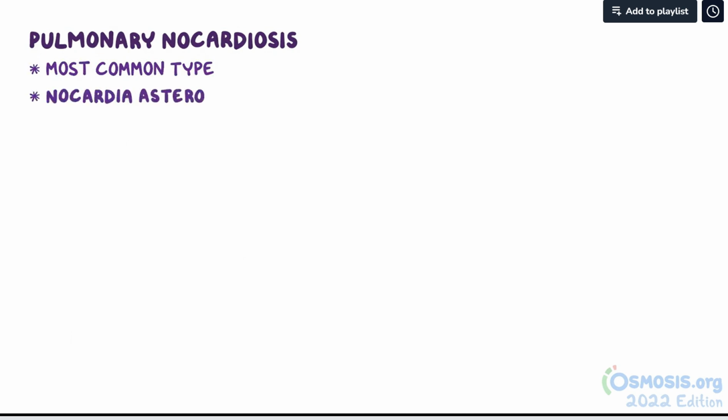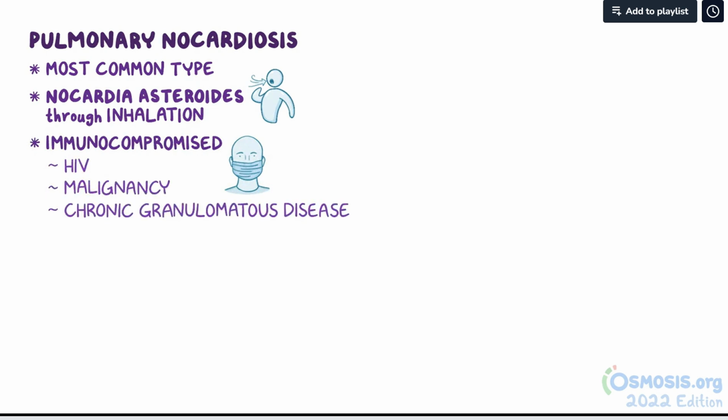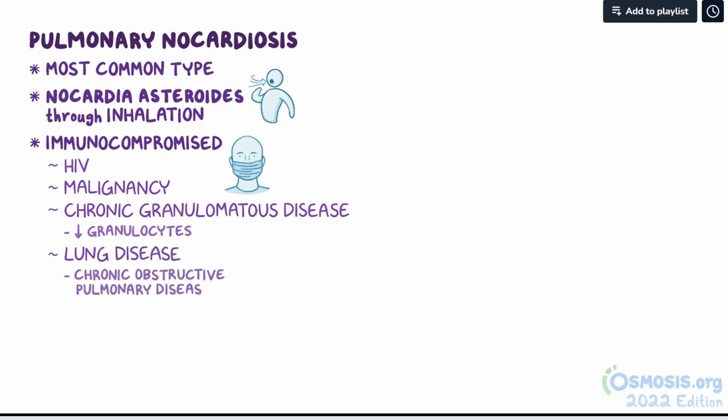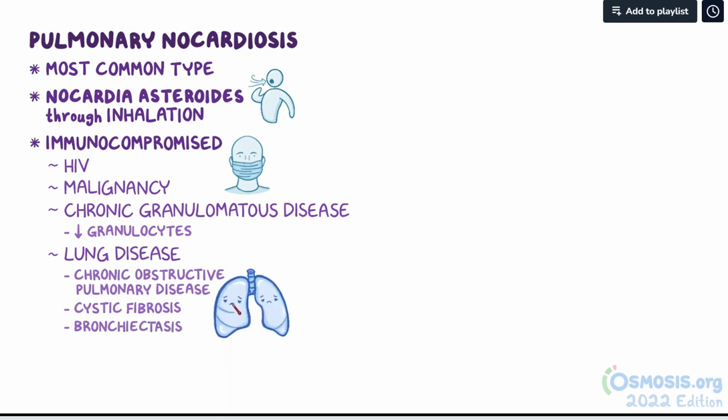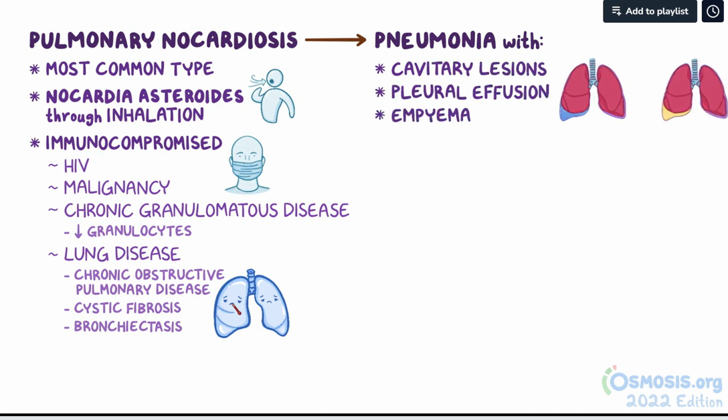Okay, now pulmonary nocardiosis is the most common type, and it's usually caused when a species called Nocardia asteroides enters the body through inhalation. Pulmonary nocardiosis can be seen in immunocompromised people, such as those with HIV infection, malignancy, chronic granulomatous disease, which are associated with low numbers of granulocytes, or in people with underlying lung disease, such as chronic obstructive pulmonary disease, cystic fibrosis, or bronchiectasis. Pulmonary nocardiosis can progress to pneumonia with cavitary lesions, pleural effusion, or fluid in the pleural cavity, and empyema when there's pus in the pleural cavity.